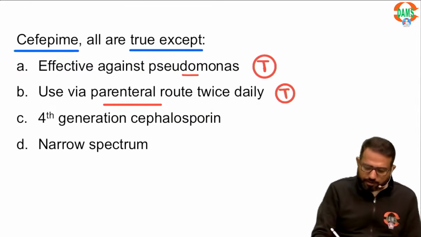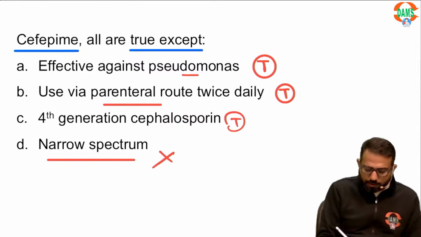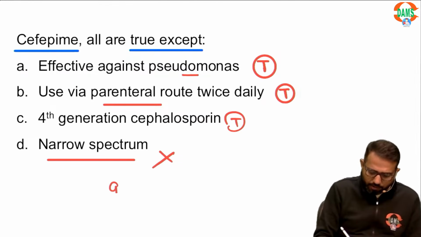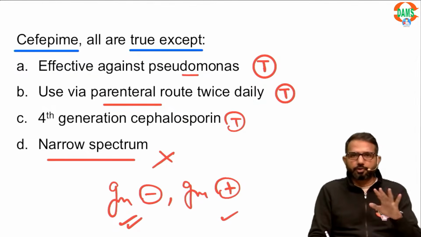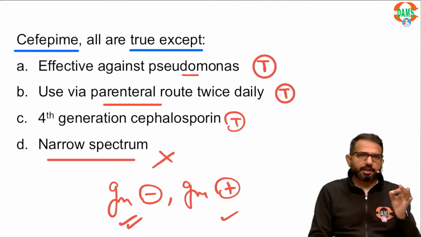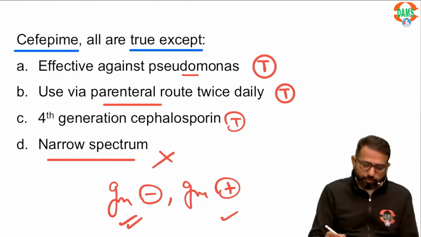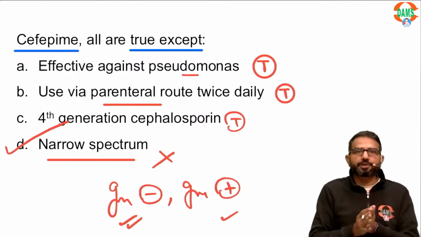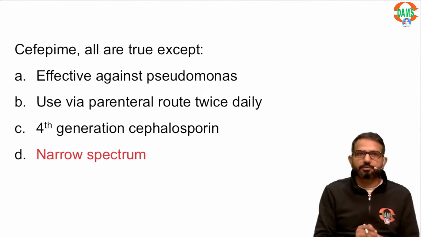Then it's a 4th generation, yes, obviously. Narrow spectrum, no. It is covering the gram negative mainly, but also covers the gram positive. So it is covering both. That's why it is not narrow spectrum. It is broader spectrum, reserved for serious infections where you cannot use the 3rd generation. 4th generation can be used. So the correct answer will be option D, because it is not narrow spectrum.